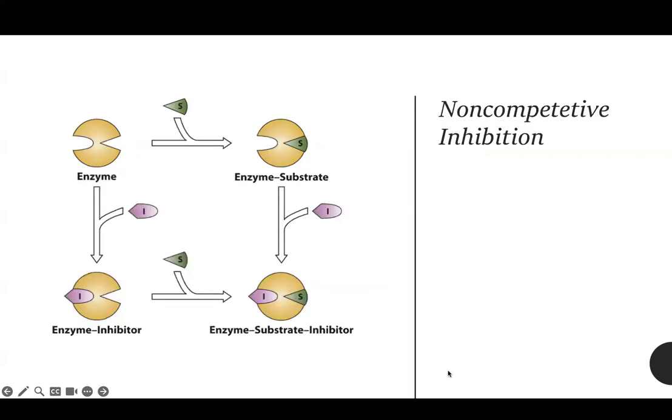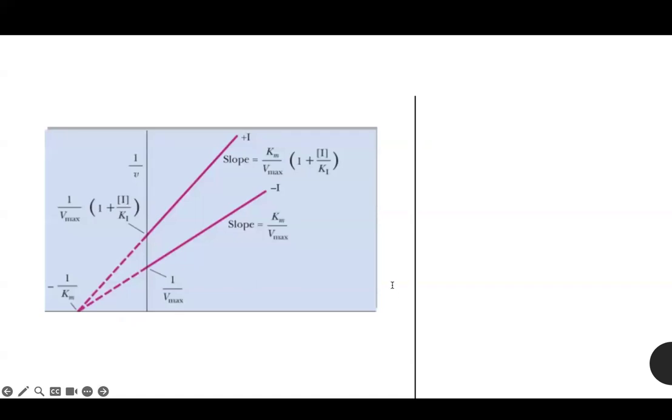And lastly, we have non-competitive inhibition, which affects only Vmax. That's because the inhibitor does not bind to the same site as the substrate, and does not alter substrate binding. So Km is not affected. So if you look at this Lineweaver-Burk plot, you can see that Vmax is affected.